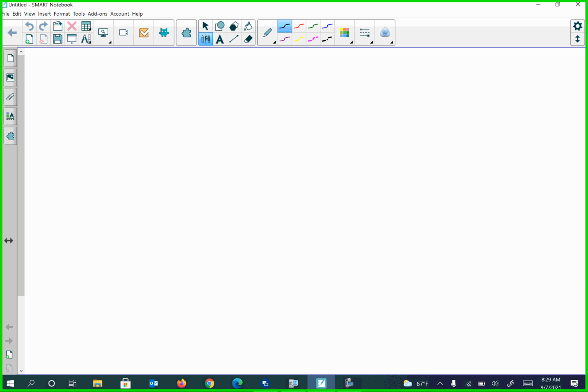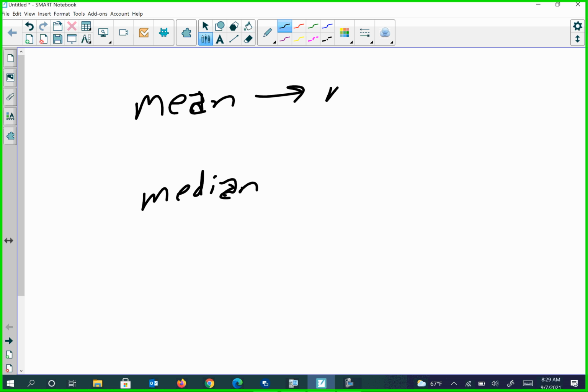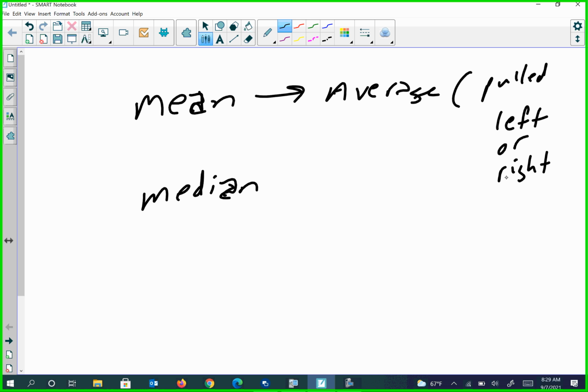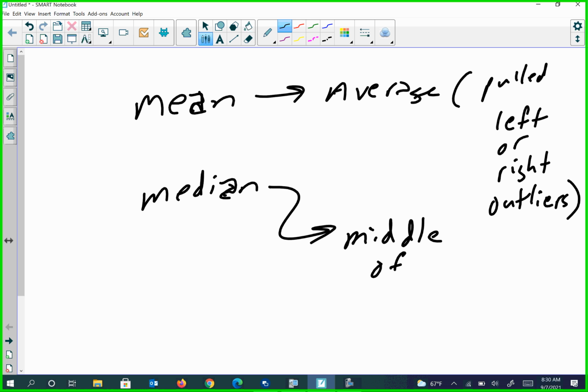Let's go back and review a few things. We talked about mean and median, right? The mean is the average and gets pulled left or right with the outliers, so things that are really small or really big. The median is the middle of your data set.